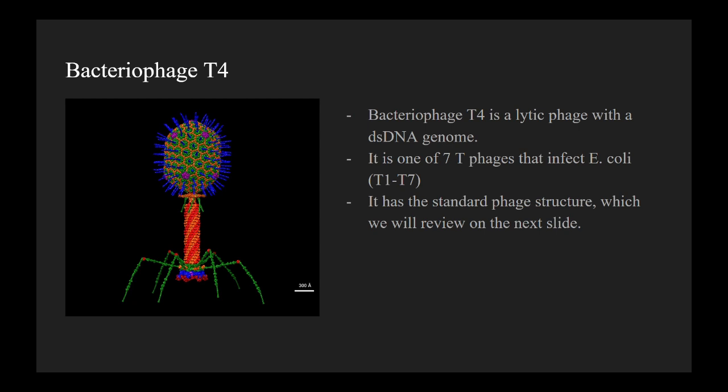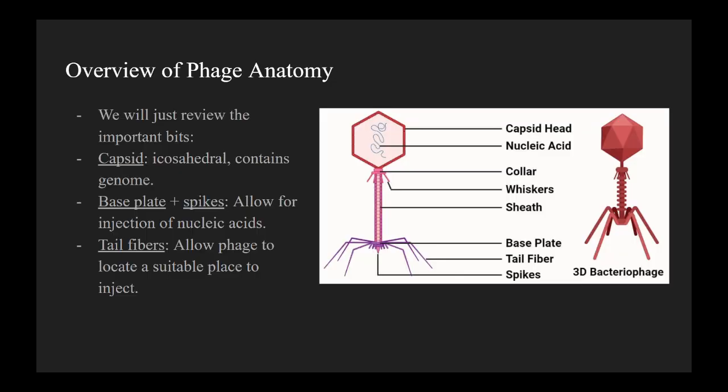And just recall that phage just means a virus that specifically infects bacteria. And it's one of seven what we call T phages, so it's T1 through T7 phages that infect E. coli. And it also has the pretty standard phage structure that we'll look over on this next slide.